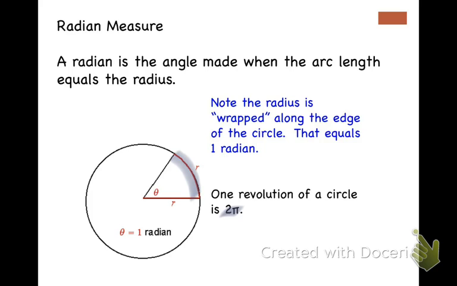So if I know that 1 revolution in radians is 2 pi and 1 revolution in degrees is 360, that allows me to make this equation that 2 pi radians has to equal 360 degrees, or that pi radians is equal to 180 degrees. And it's this conversion, that pi is equal to 180 degrees, that's going to allow me to go back and forth between the two units of measurement.